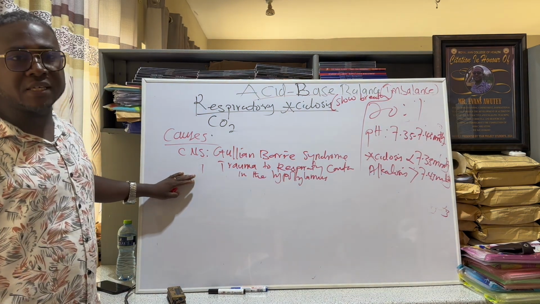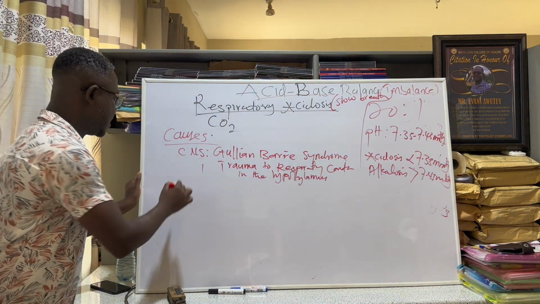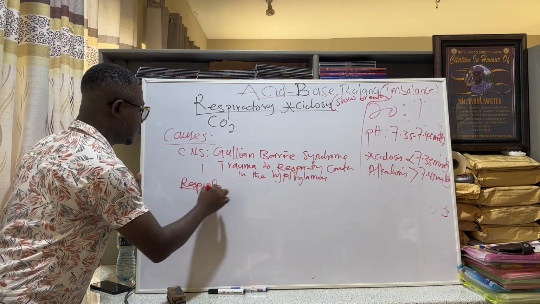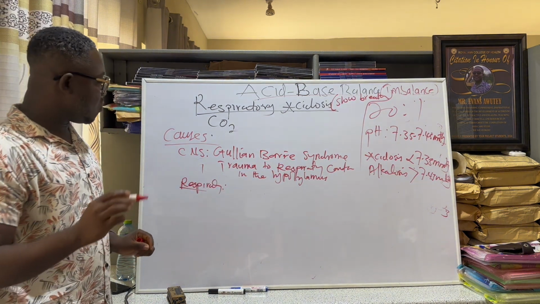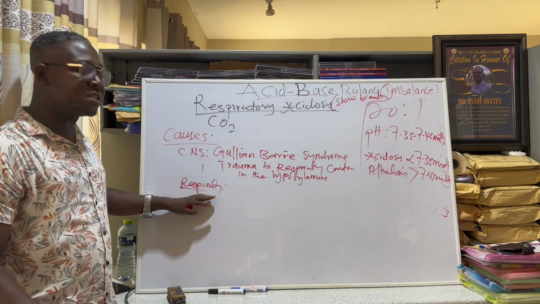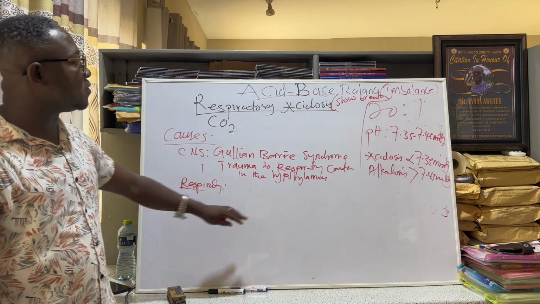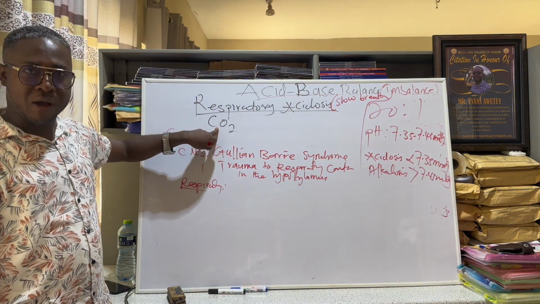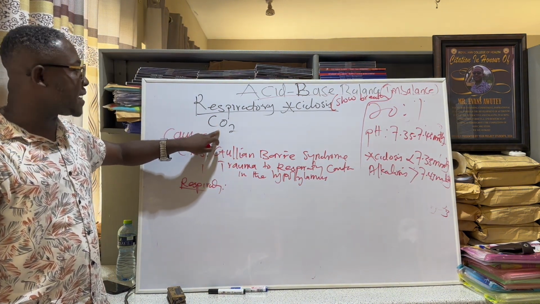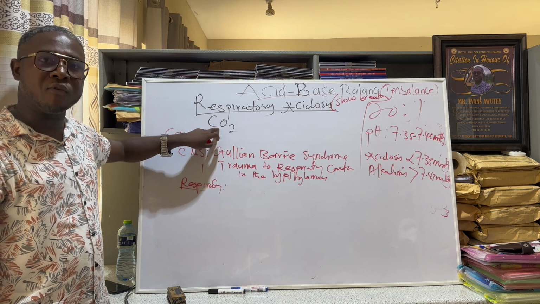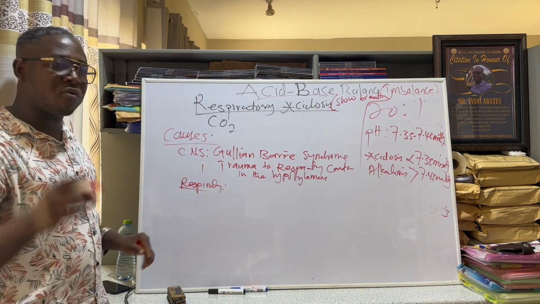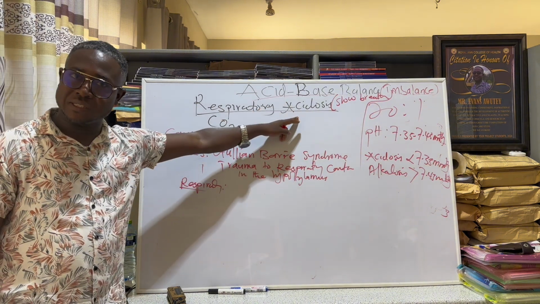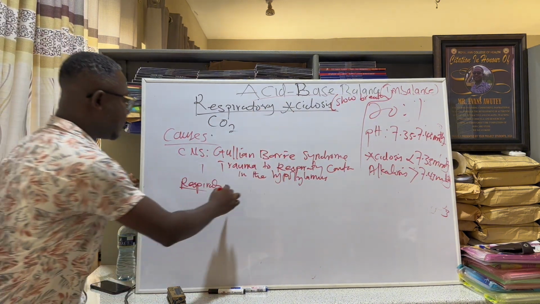That is about the CNS. Now let's look at the respiratory system itself. What condition that can affect the respiratory system will make the individual breathe slow, which will lead to retention of carbon dioxide? Because we said that when carbon dioxide combines with water, they form what? Carbonic acid. So anything that will cause the individual to breathe slow and retain carbon dioxide will lead to what? Acidosis. So what condition? We have asthma.